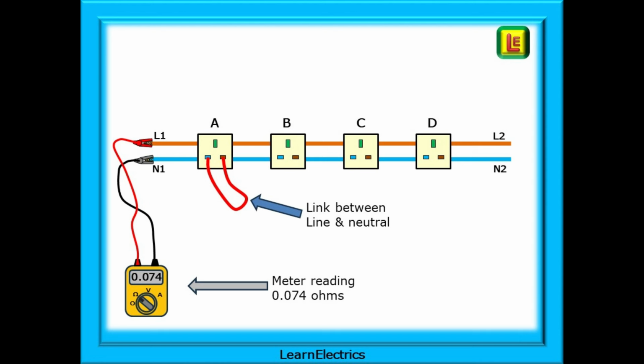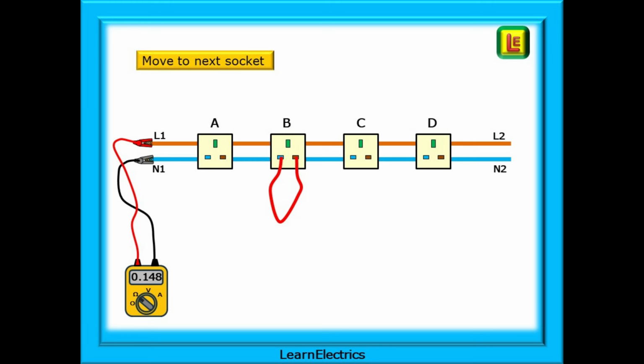In this example, we have a reading of 0.074 ohms. Write it down. Please don't trust it to memory. Personally, I like to make a rough drawing of the circuit and mark the values on it as I test, and I find it really helps. Now move to the next socket, marked as socket B, and we have a reading of 0.148 ohms. The readings are changing from A to B because we've put the link in before the location of the short. The link is nulling out almost all of the effects of the short circuit.